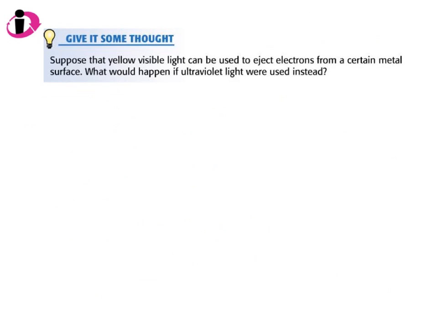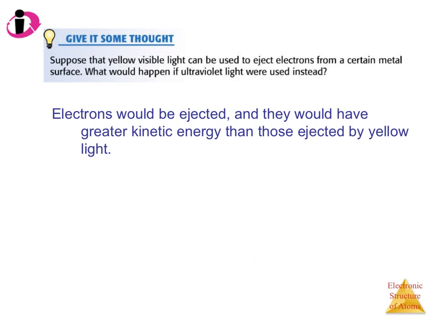Okay, so suppose we have yellow light that can be used to eject electrons from a certain metal surface. What would happen if we use ultraviolet again? Okay, electrons will still be ejected, but they're going to have greater energy coming off. One good way to identify how much energy something has been subjected to is to determine how much energy it comes off as. Okay, we're going to see that again and again.